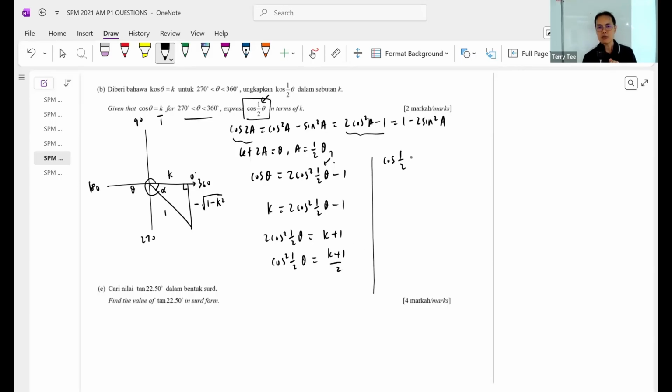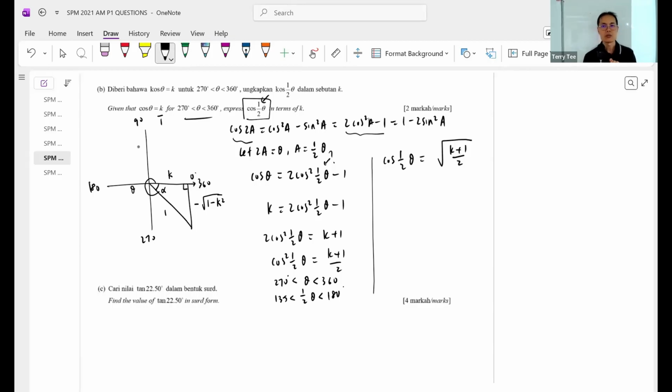But be careful when you square root it. By right, I should put a plus minus. My question is, do I put plus or do I put minus? Go back to your theta. Your theta is between 270 to 360. If you take half of it, it's between 135 and 180.